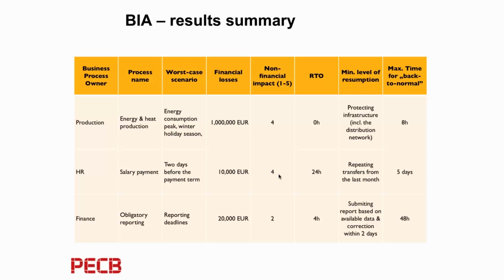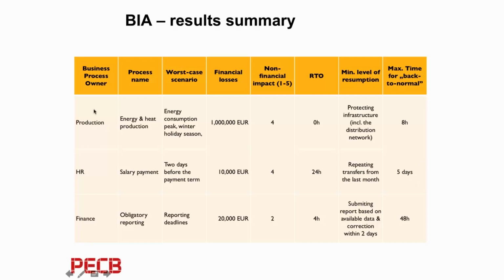On the 5-level scale, it's pretty high, because it's a big problem for internal public relations. We want our employees to feel safe, to feel secure with our companies. So the RTO is set for 24 hours. The minimum level of resumption is if we are not able to pay the salaries according to the actual data, then at least we can repeat transfers, money transfers from the last month. And we want to have actual data to calculate salaries within the next 5 days.